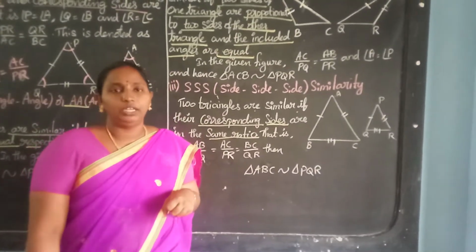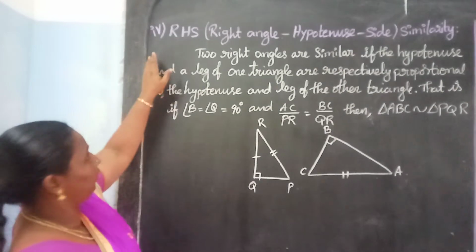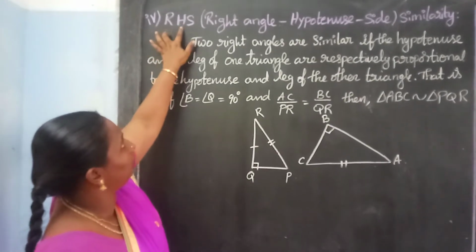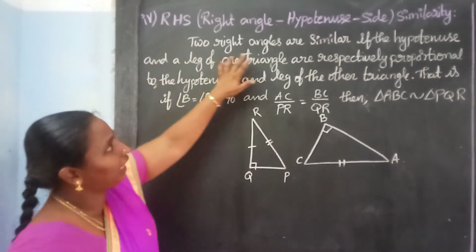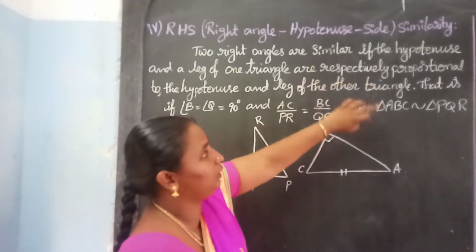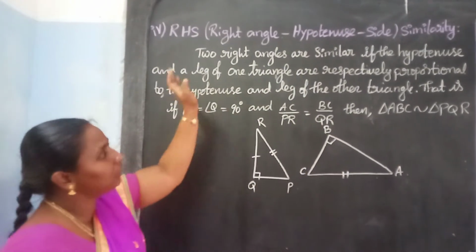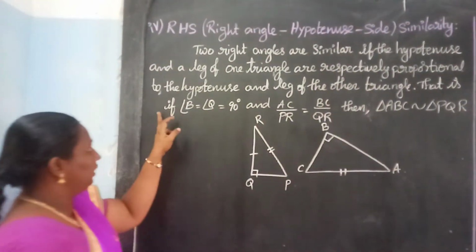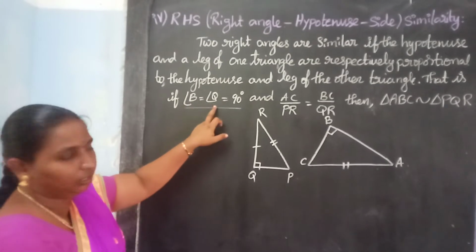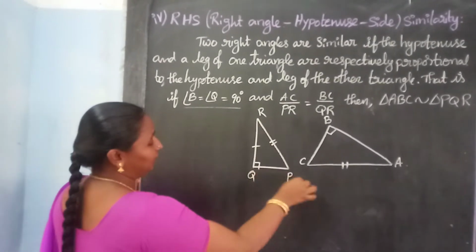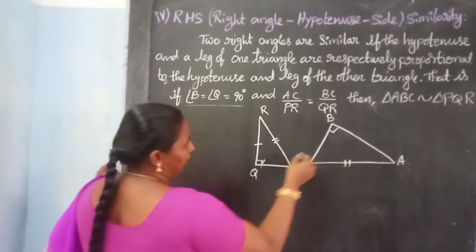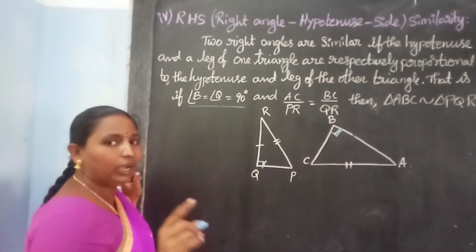We will see the fourth one now. Next we are going to see the fourth one, RHS. RHS means right angle, hypotenuse, side similarity. Two right triangles are similar if the hypotenuse and a leg of one triangle are respectively proportional to the hypotenuse and leg of the other triangle. That is, one of the angles in the triangles should be 90 degrees, that is angle B equals angle Q equals 90 degrees. Consider this triangle PQR and then ABC. Here angle Q is 90 degrees, here angle B is 90 degrees. So one angle is a right angle.